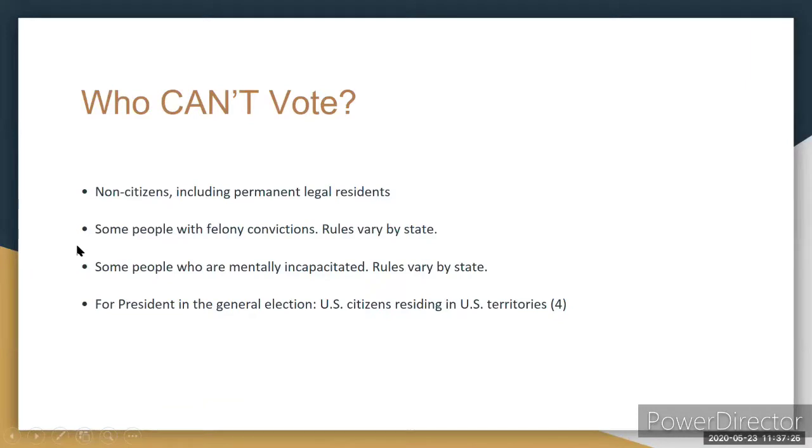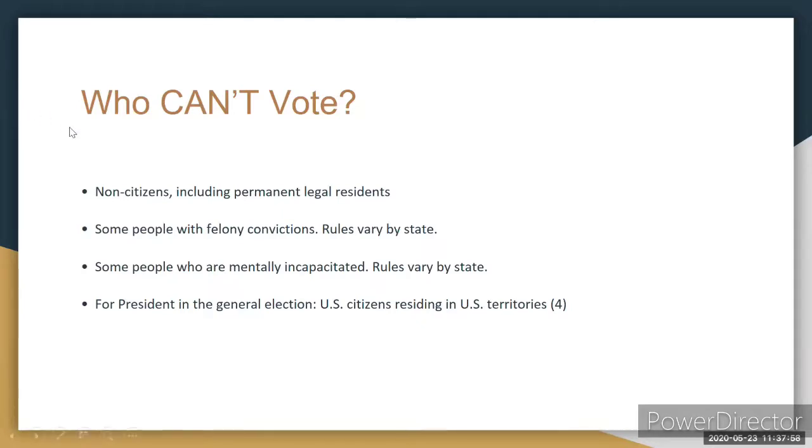Who can't vote? Non-citizens, including permanent legal residents, some people with felony convictions, some people who are mentally incapacitated. Those two are based on a jurisdiction level, so by state, it may vary. And you can't vote for president in a general election if you are a citizen and you reside in a U.S. territory.